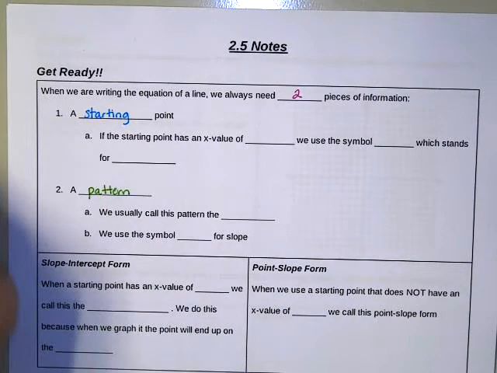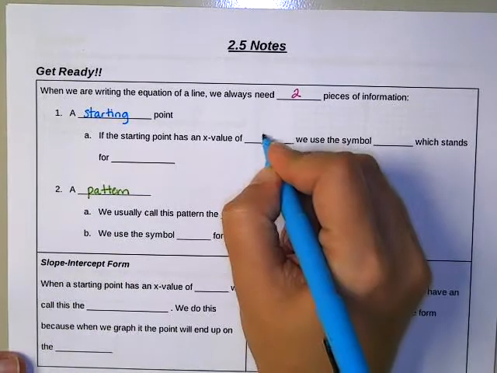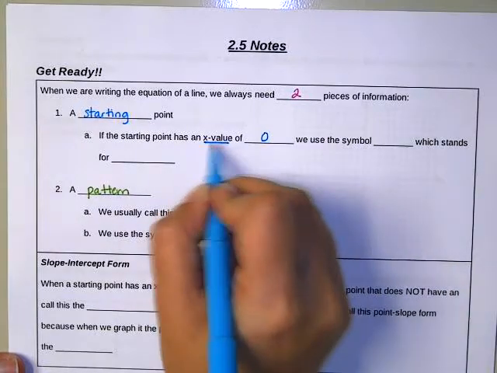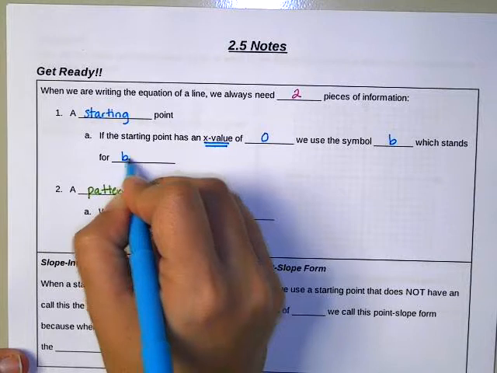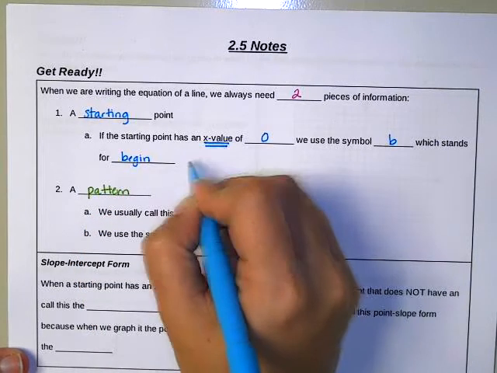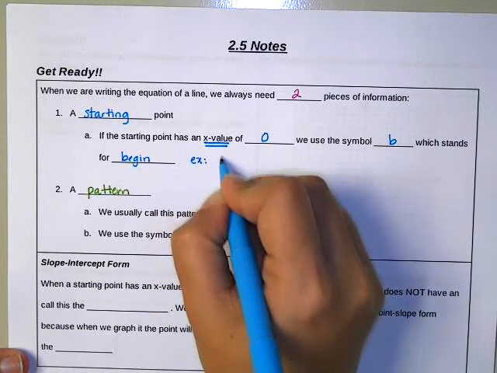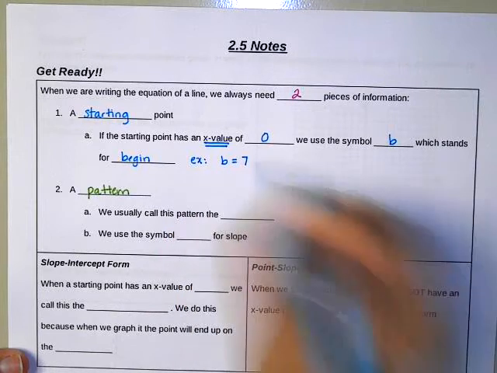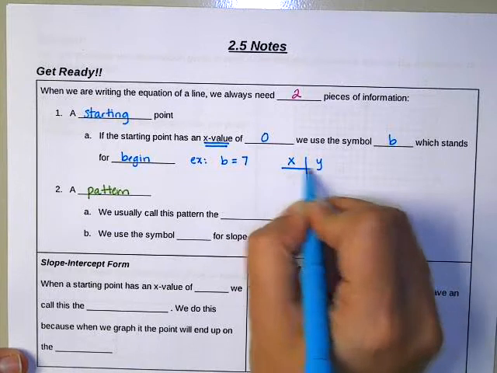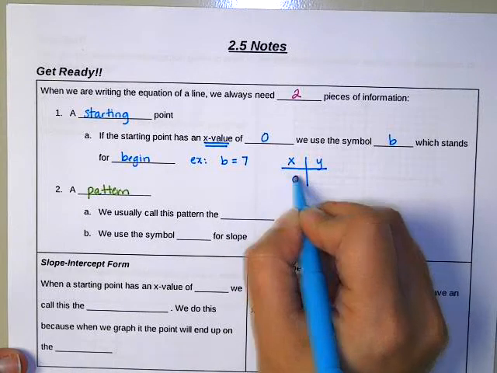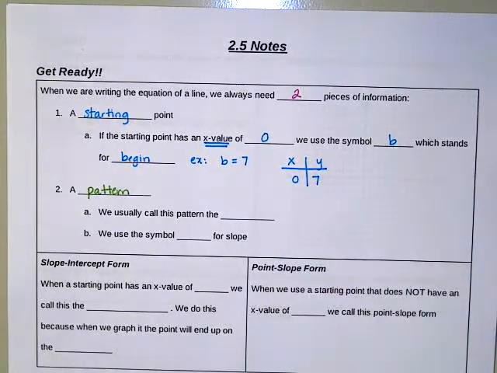If the starting point has an x value of 0, so when the x is 0, then we use the symbol b, which stands for begin. So an example would be that if I were to tell you the b is 7, you would be able to make a little mini table where the x is 0 and the y is 7.